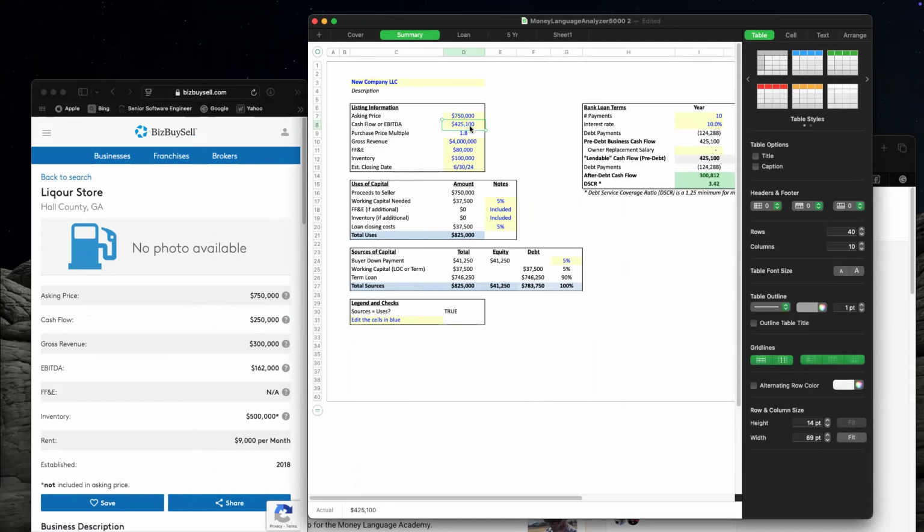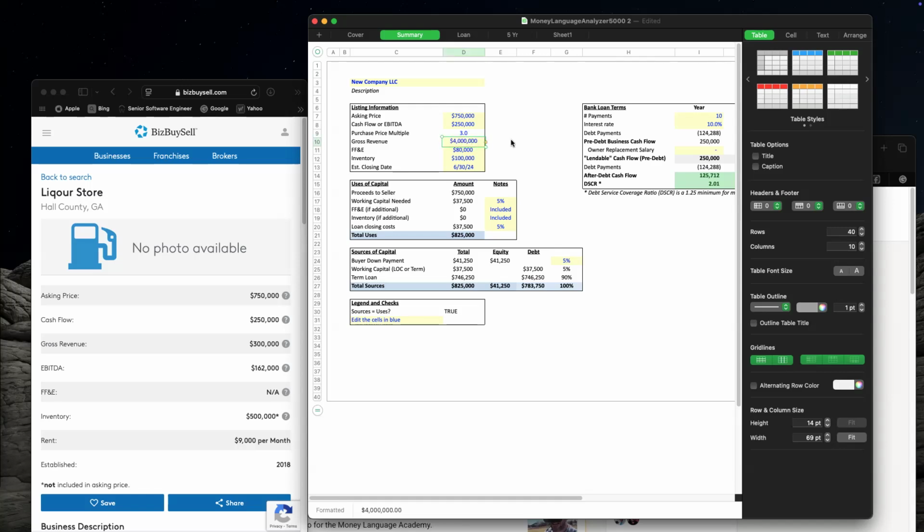The cash flow is 250,000. Now you just skip this. You don't put the multiple in there. It'll fill it for you. So that tells you right there that it meets our criteria. Anything above a 3 meets our cash flow criteria.